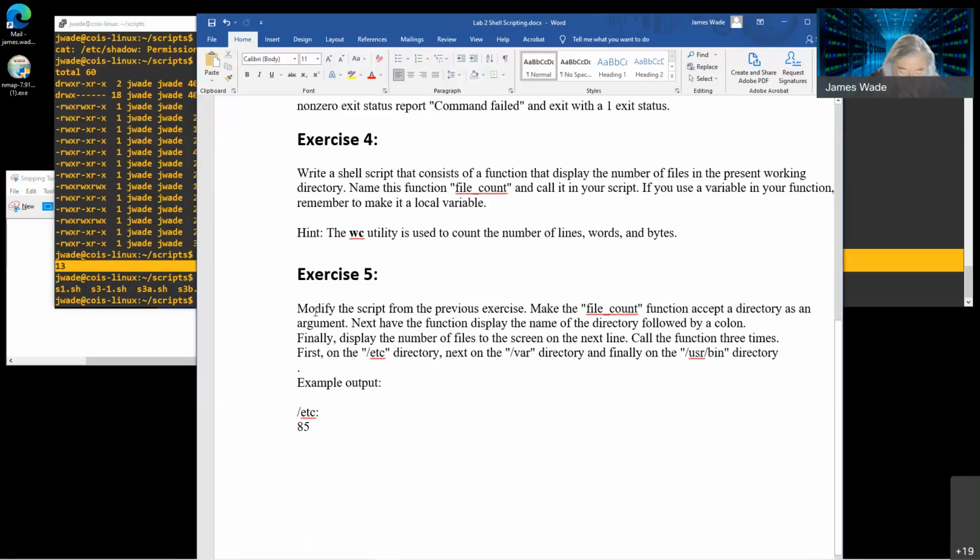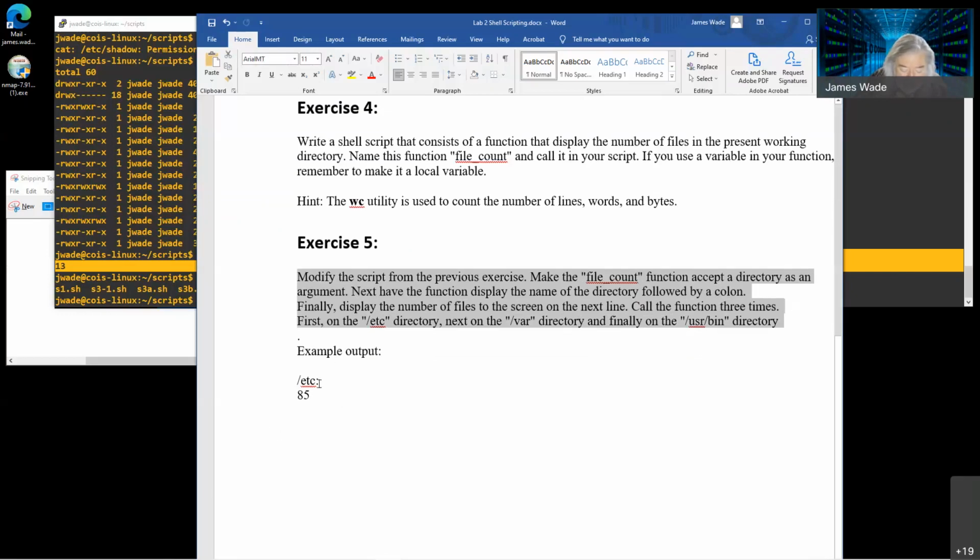So here we go. Modify the script from the previous exercise. Make the file count function accept a directory as an argument. Next, have the function display the name of the directory followed by a colon, and then display the number of files on the screen. Call the function 3 times: first on the etc directory, next on the var directory, and finally on the user bin directory. And here you can see some example output, except you're going to have 3 directories. Let's go take a look.